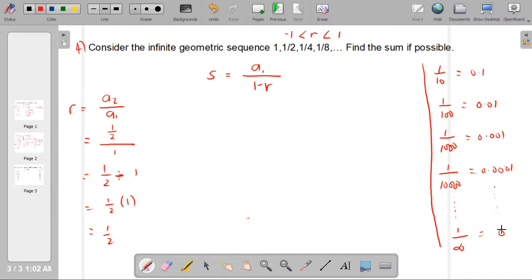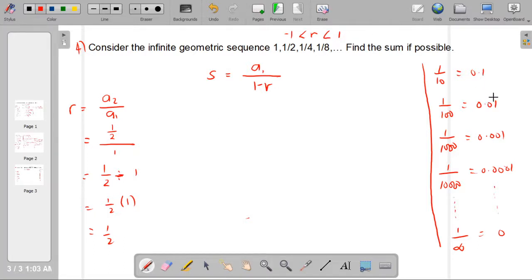Magkaduol na siya sa 0. So kay magkaduol man na siya sa 0, kini nga mga numbers diri kung imo ning i-add tanan, this will also approach to 1. Moduol pud na siya sa 1. So maximum nga sum ani niya will be 1. Okay? Mao nang posible gid nga makuha ang iyahang sum sa infinite geometric sequence with this condition.